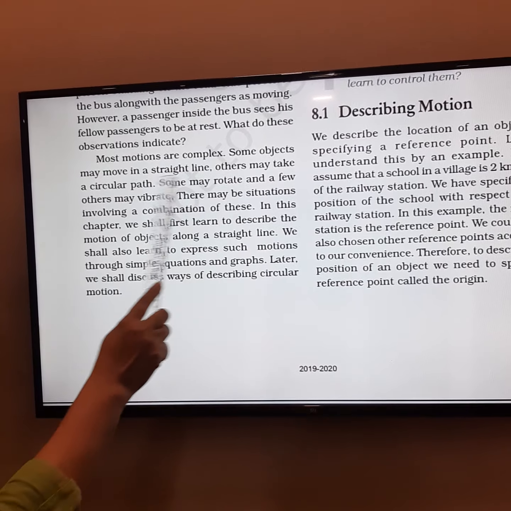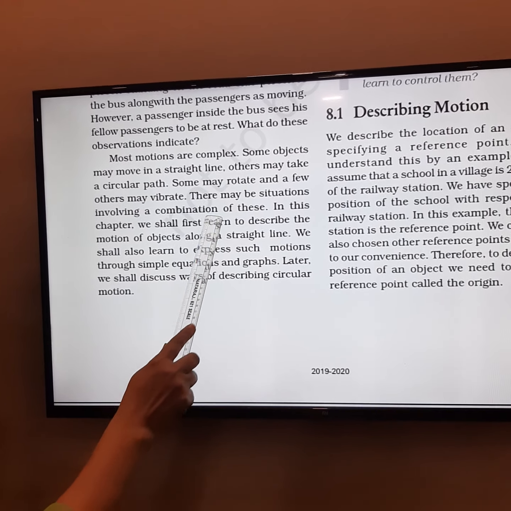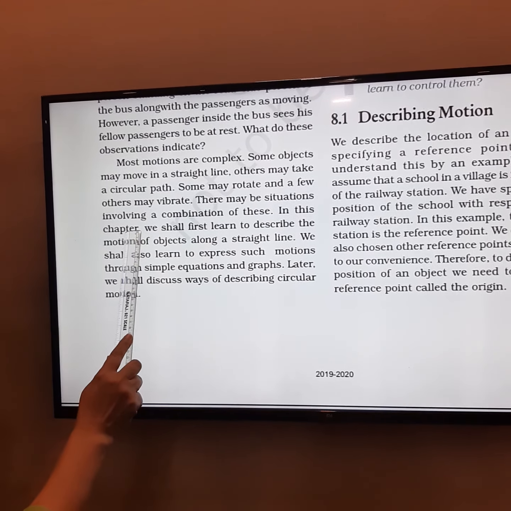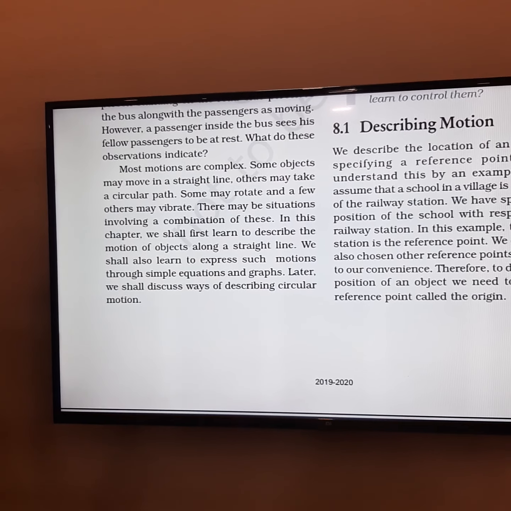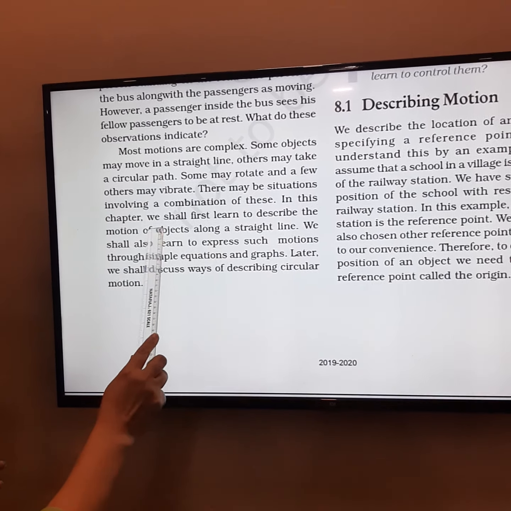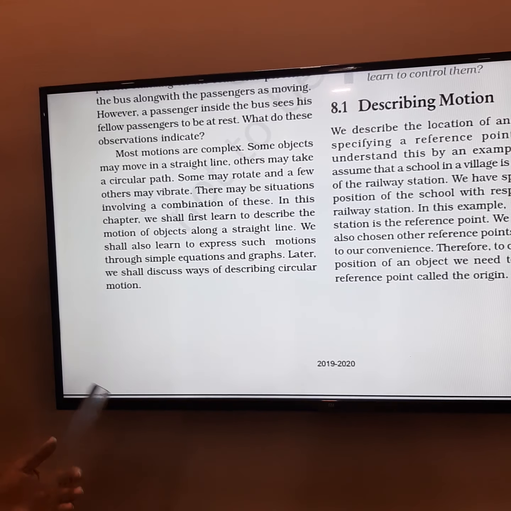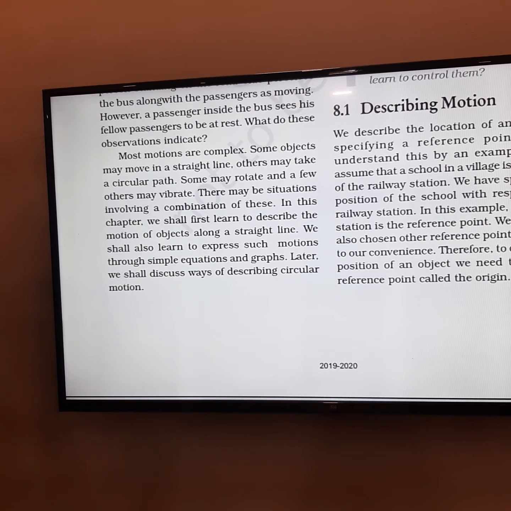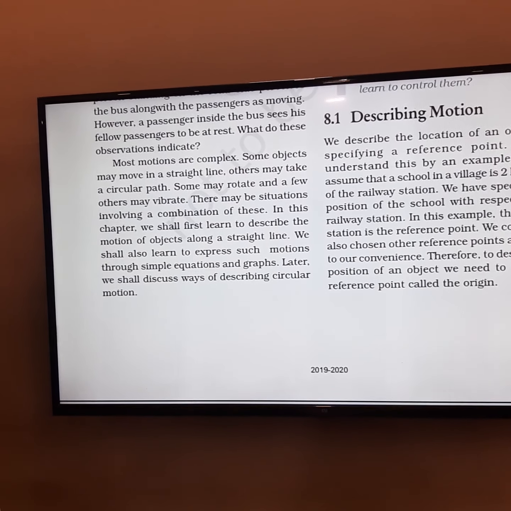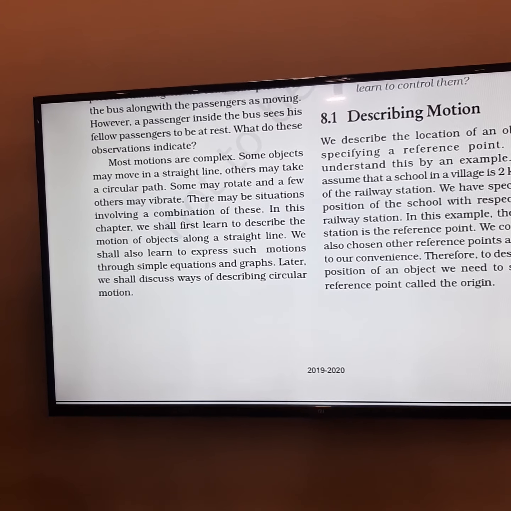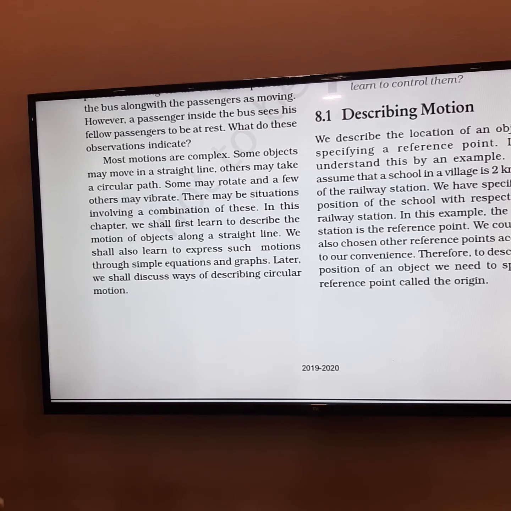Some may rotate and few others may vibrate. There may be the situation involving a combination of these motions. In this chapter, we shall learn to describe the motion of the objects in a straight line. Children, in this lesson, we are only going to study about the motion of the objects in straight line.